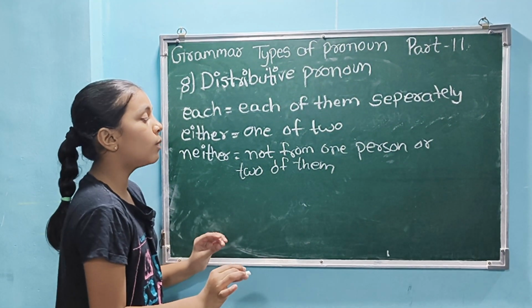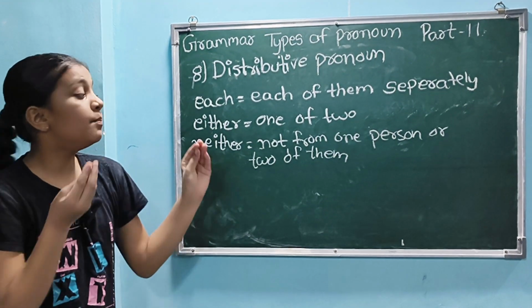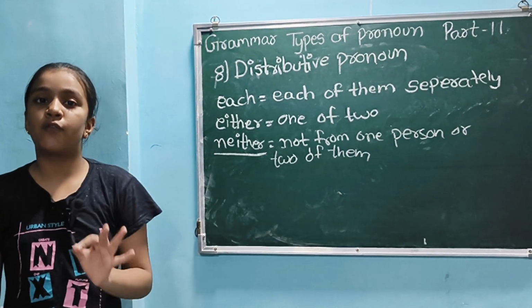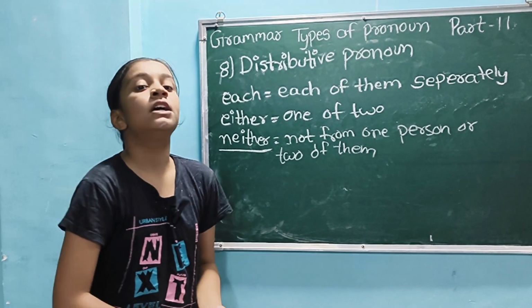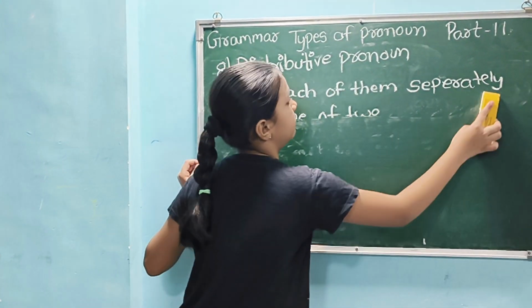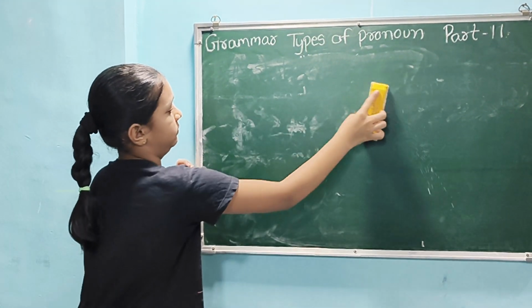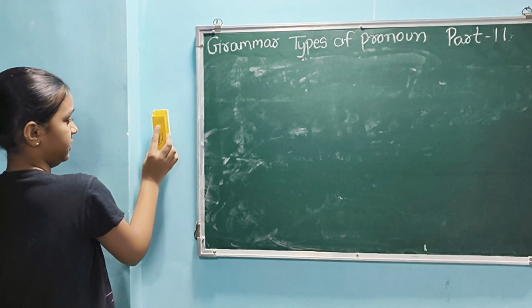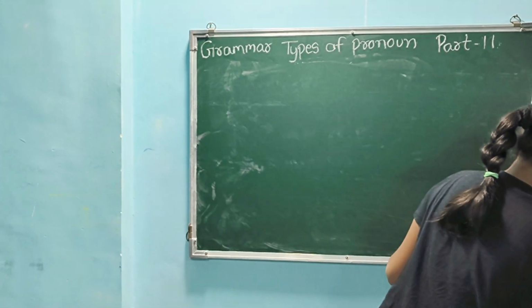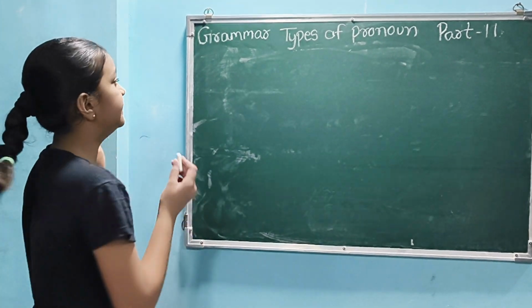See, I will not talk to anyone, not the one person also, and not the two persons also. Because why? Because I am using the word neither. Okay, it is one of the main pronouns for the distributive pronoun. Understood, everyone? So let's move towards our last pronoun, and that is relative pronoun. Okay, relative pronoun means what? It joins two clauses or sentences.